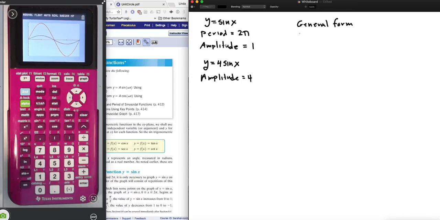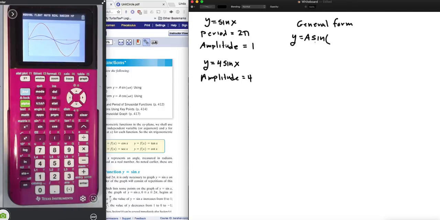All right, so we're starting to build a general form here. So the first part of this general form that we can put in is the amplitude. We're going to call that A. Now, I'm going to put some stuff in here in a minute, so just hold on to that for a second.